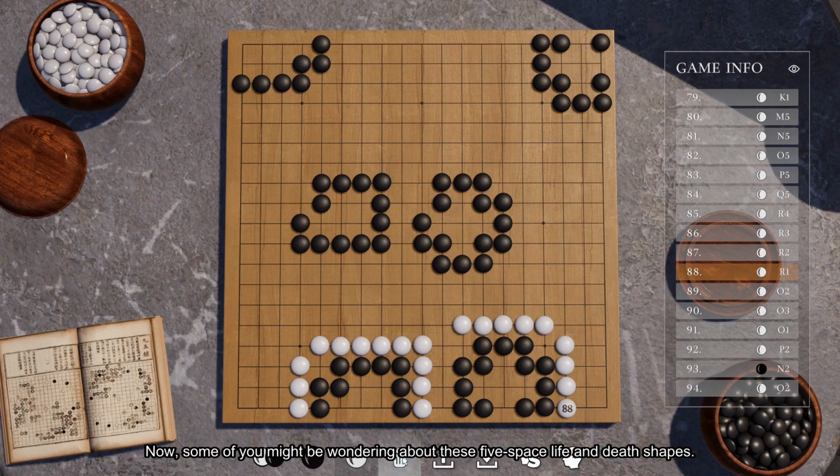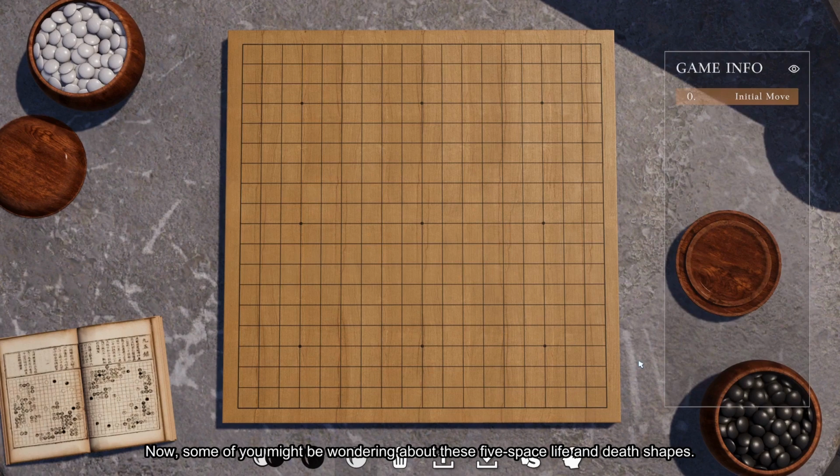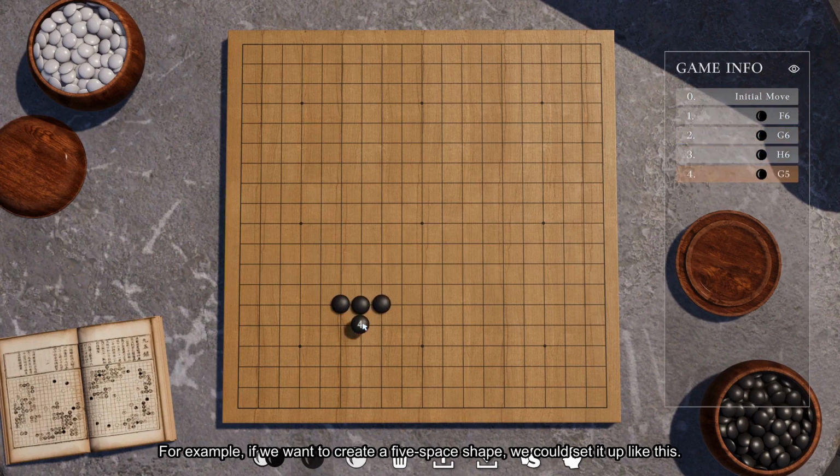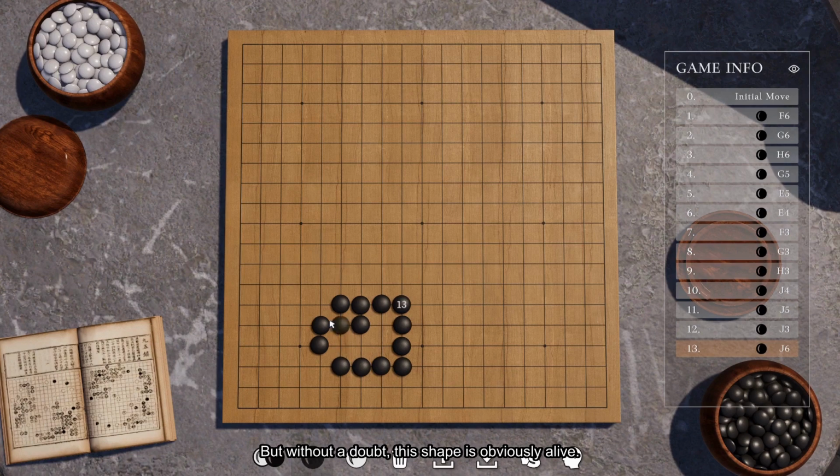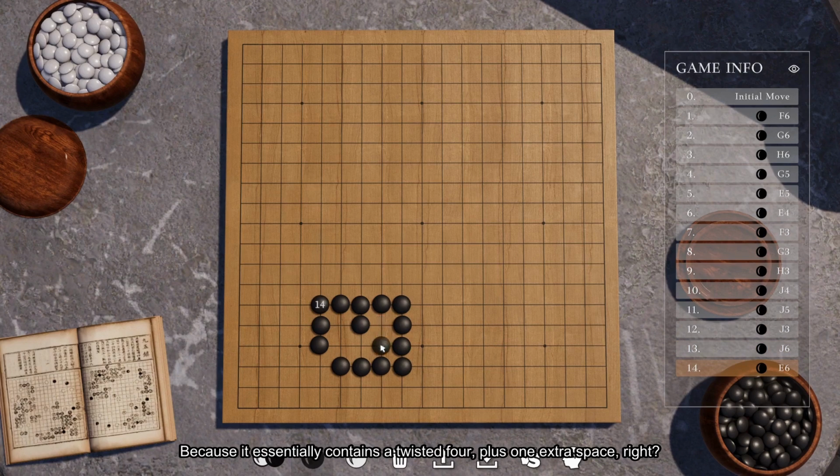Now, some of you might be wondering about these 5-space life and death shapes. You might say there are more 5-space shapes than just the bulky 5 and crossed 5, right? Why don't we discuss the other shapes? Let me briefly explain this. For example, if we want to create a 5-space shape, we could set it up like this. Right, this is also 5 spaces. But without a doubt, this shape is obviously alive, because it essentially contains a twisted 4 plus 1 extra space, right? So this group is clearly alive.